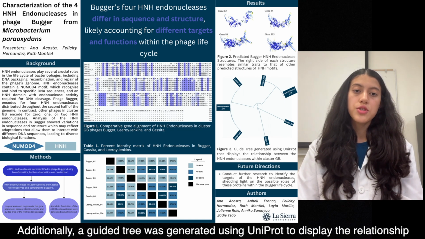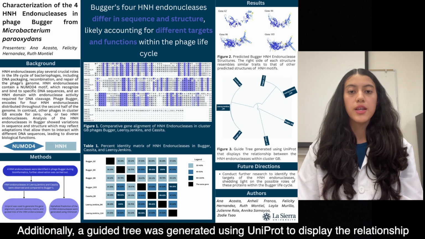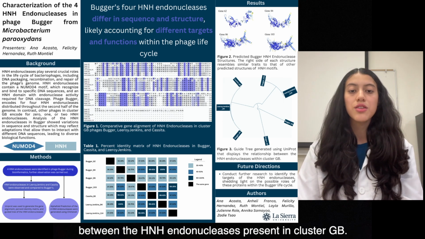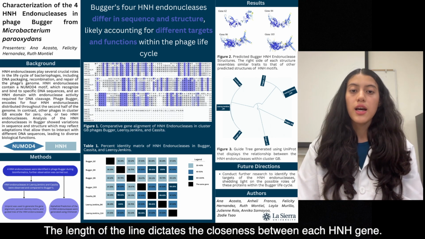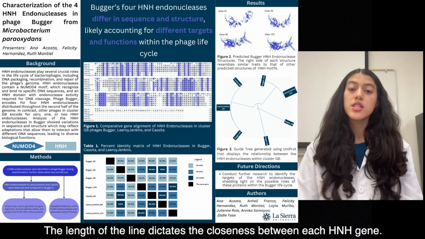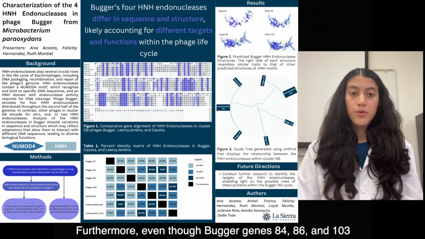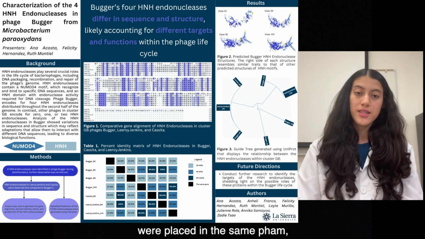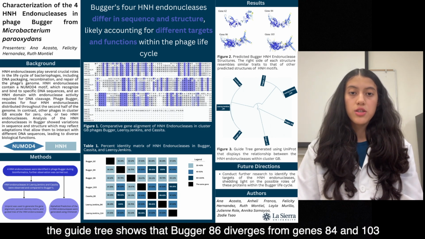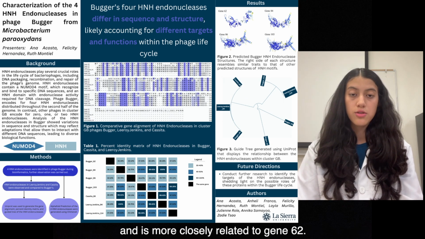Additionally, a guide tree was generated using UniProt to display the relationship between the HNH endonucleases present in cluster GB. The length of the line dictates the closeness between each HNH gene. Furthermore, even though Bugger genes 84, 86, and 103 were placed in the same phamily, the guide tree shows that Bugger 86 diverges from genes 84 and 103 and is more closely related to gene 62.